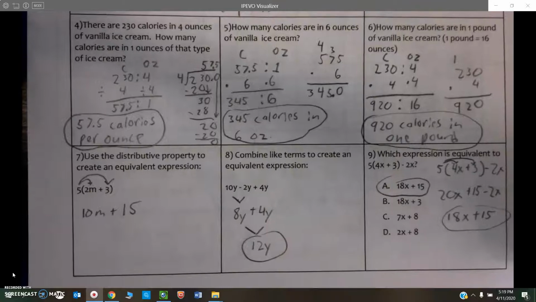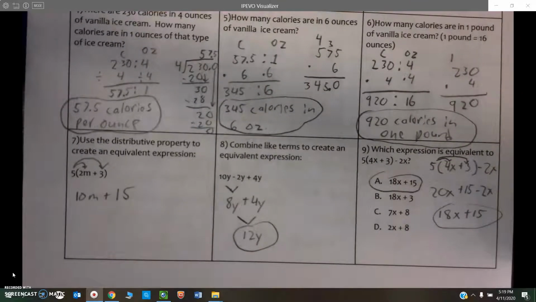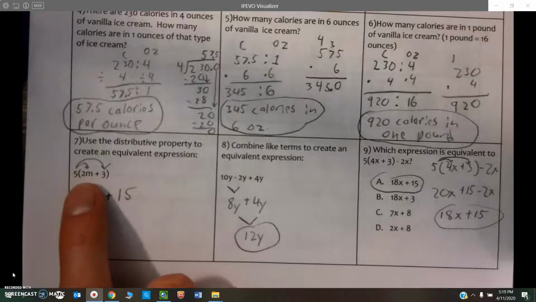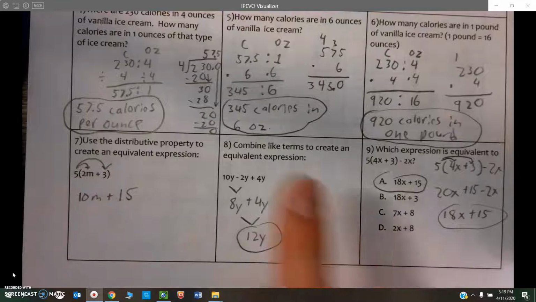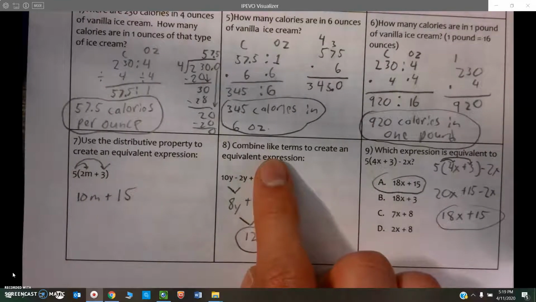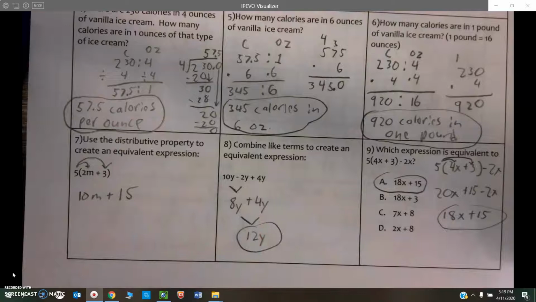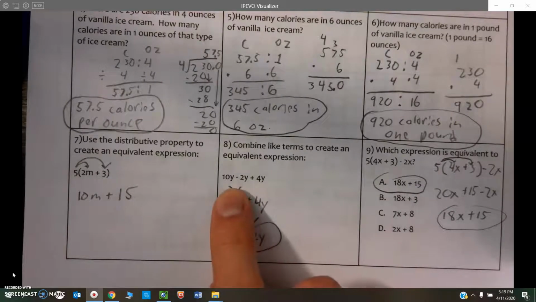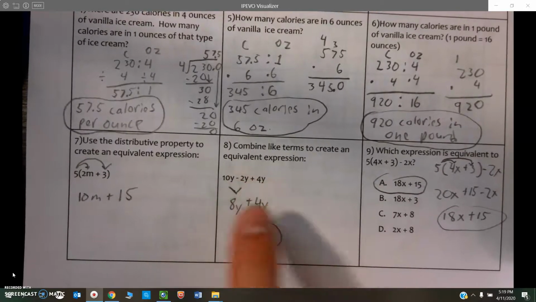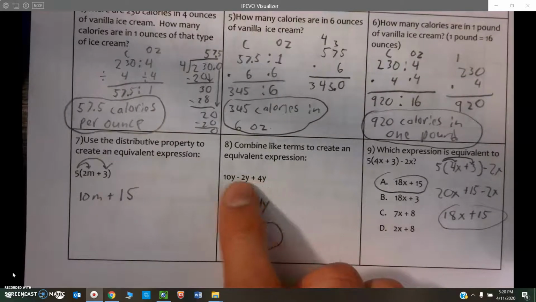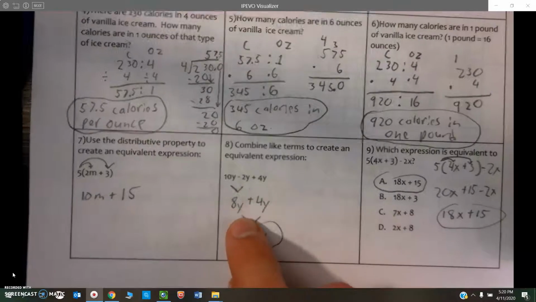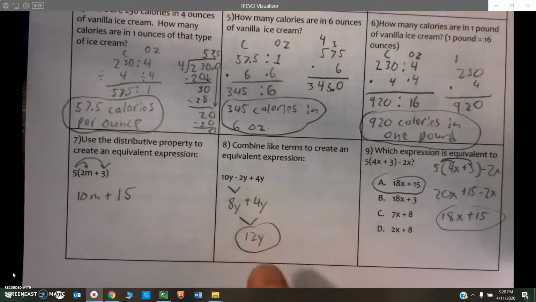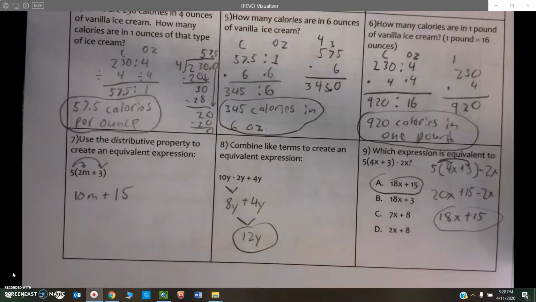Down below, this is more current skills. Distributive property: the number on the outside multiplies by both terms on the inside, 10m plus 15. This is combining like terms. So remember, you can combine numbers that have the same variable attached. Because all of these have y's, I can combine them. I did 10y minus 2y to start to get 8y, and then I took that and added it to that 4y left over to get a total of 12y.